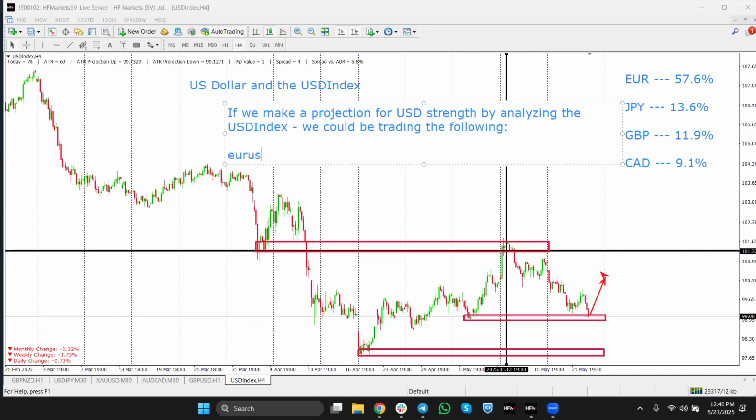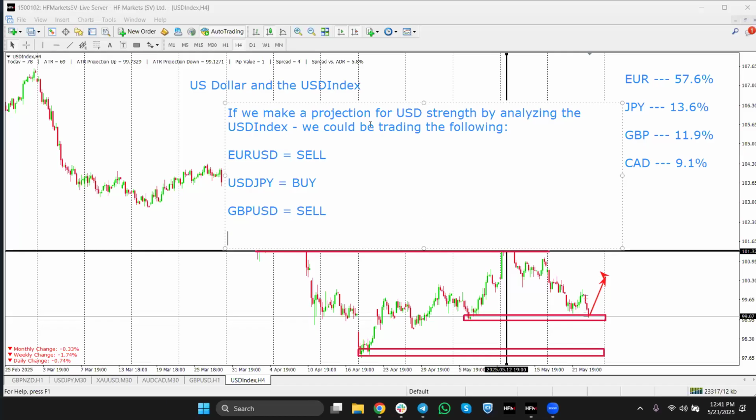Euro USD has to be the first on your list because it has the biggest weighting. Euro has the biggest weighting. And that means selling Euro USD, because if dollar will be strong, you should get downside for the euro, right? That means going to USD JPY and looking for a buy. That means going to pound USD and potentially looking for a sell.